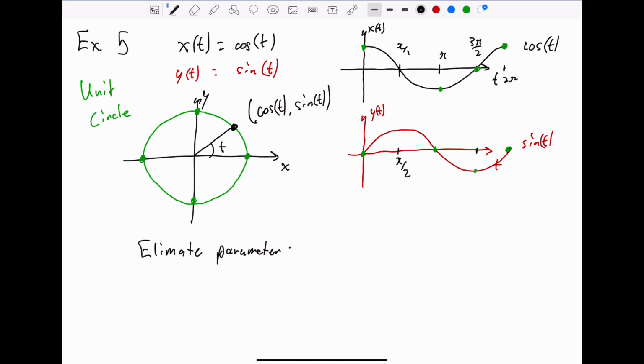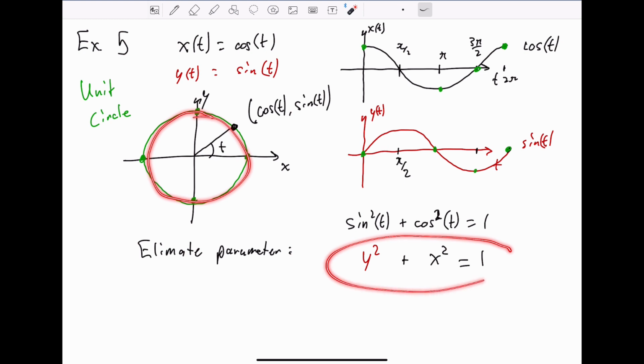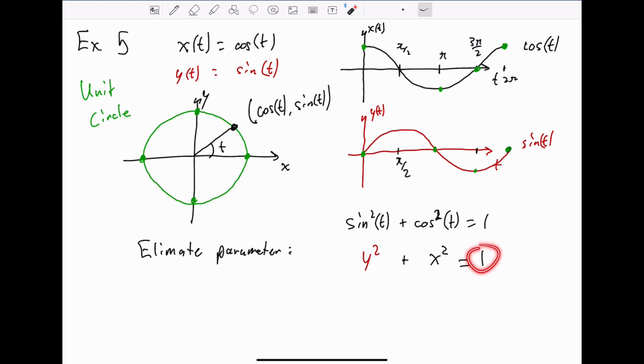What we can do is use the trig identity sine squared of t plus cosine squared of t, that always equals 1. Now sine of t is y, so instead of sine squared of t, we could write y squared. Cosine of t is just x, so cosine squared of t is just x squared. So y squared plus x squared equals 1. Look at this. We have a Cartesian equation for the circle, and hopefully this looks super familiar. This is the equation for the circle centered at the origin with a radius of 1.